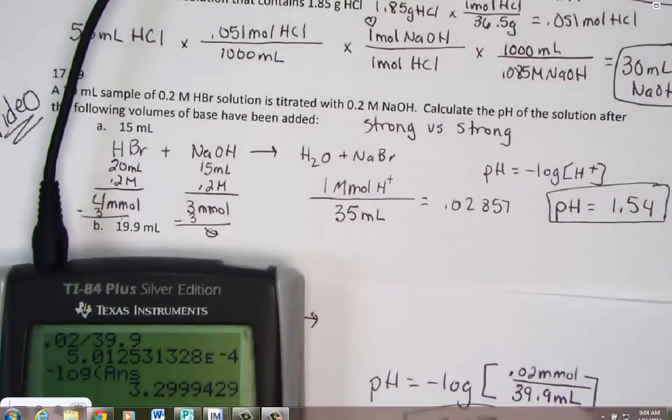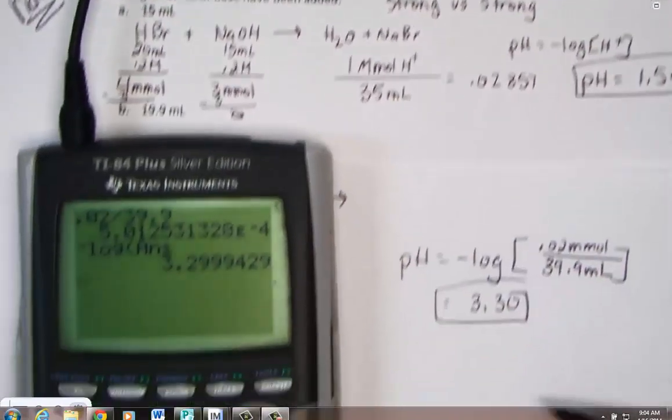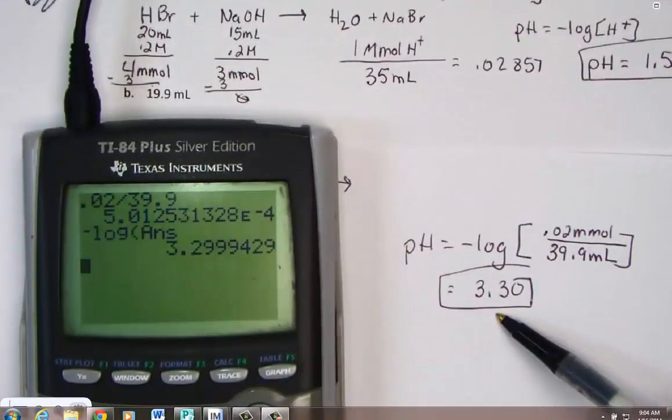So upon the addition of a few more mL, we're getting more basic. We're adding more base. 1.54, now all of a sudden we're at 3.30. Alrighty.